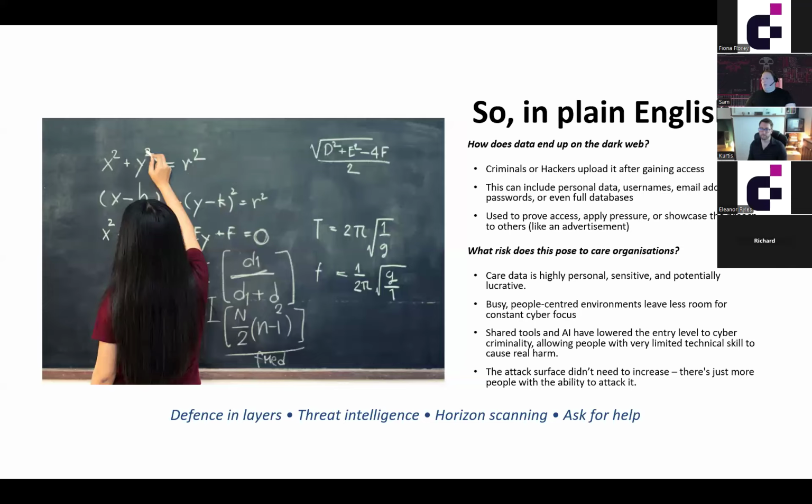What risk, obviously, does this pose to care organizations in particular? Care data is highly personal, sensitive, and potentially lucrative if in the wrong hands, or the right hands, depending which side you're looking at. Busy people-centered environments like yours leave less room for constant cyber focus. You've got so much going on as it is. With the amount that you have to do, cyber focus is very easy to take your eyes off. Nobody's fault. It's just that you've got so many competing priorities because you want to look after people, and rightly so. These things can slip into the background a little bit.